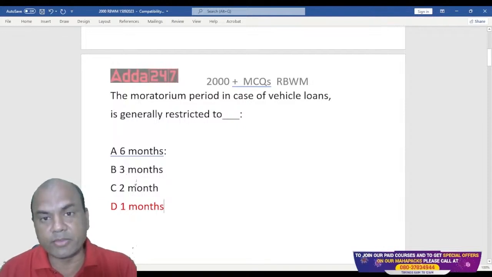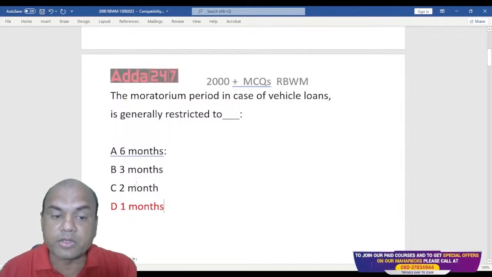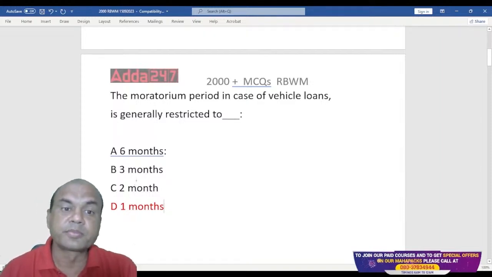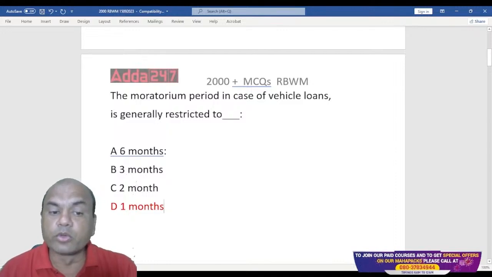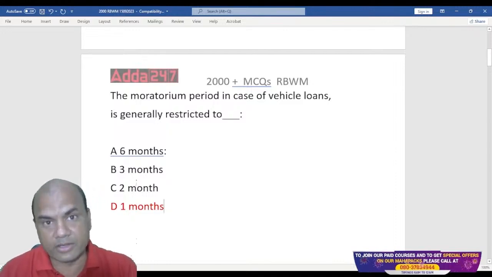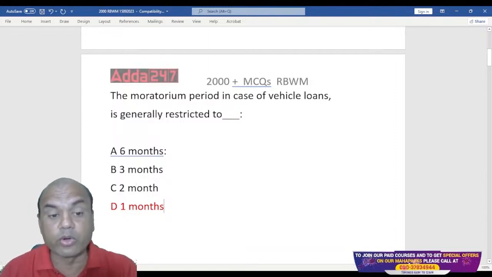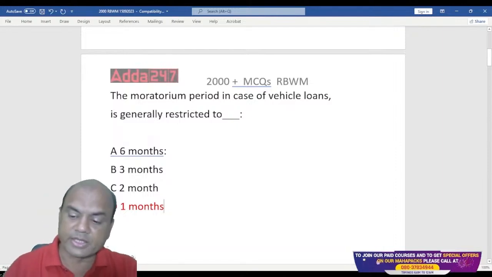But if it comes in an exam, understand this: if there is an option of no moratorium period, you will write that. But if there is no option given of no moratorium period, don't get confused. It is 1 month. Okay. Next one.